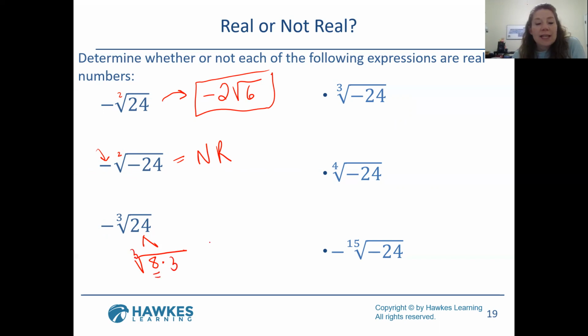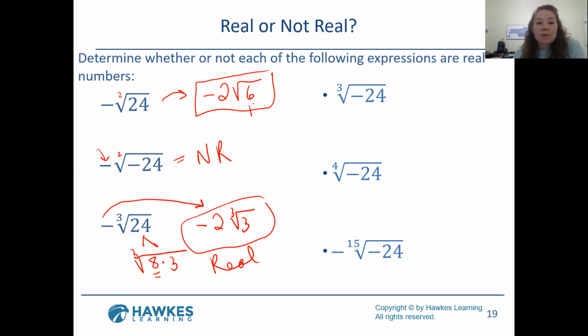And the cubed root of 8 is 2 square roots of 3. And make sure you put that little 3 there. And then it wants to know what's the opposite of that. And that is the opposite. So this is a real number. This is not real. This is real. Can you have the cubed root of a negative number? Yes, you can. This is also -2 cubed roots of 3. These are the same.